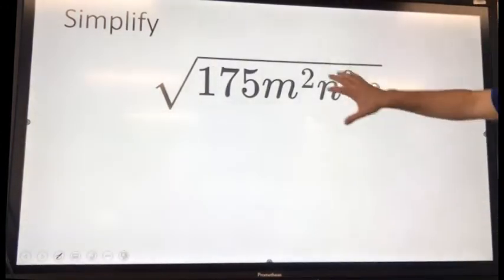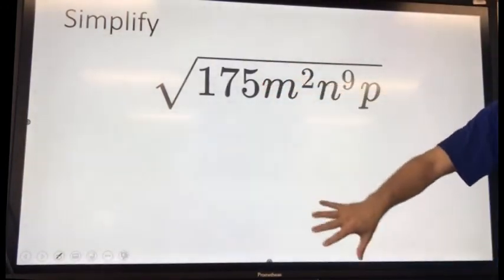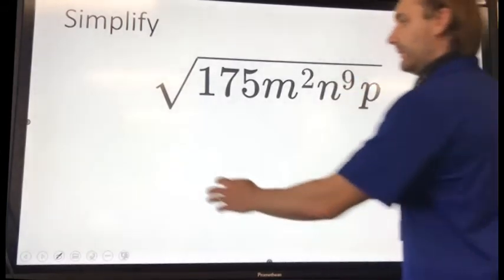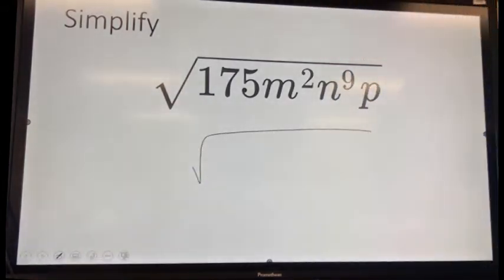Now we are going to get a little bit more complicated today than you will see on the test, but it just helps with your practice. So let's simplify the square root of 175 m squared n^9 p.